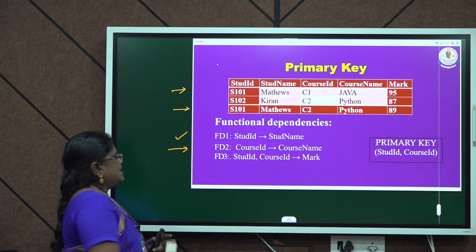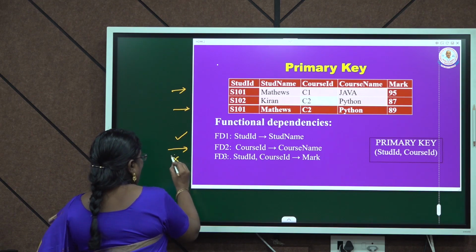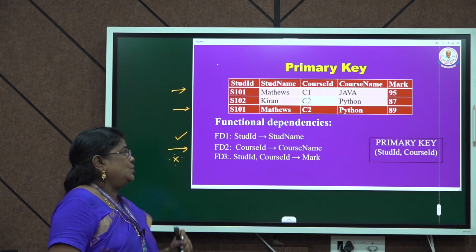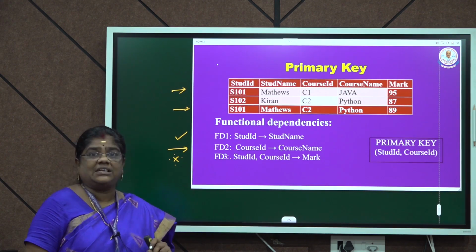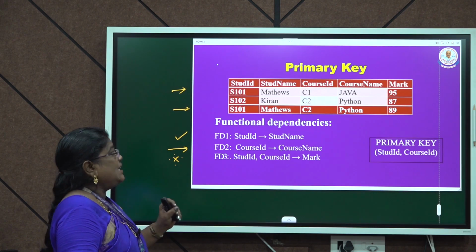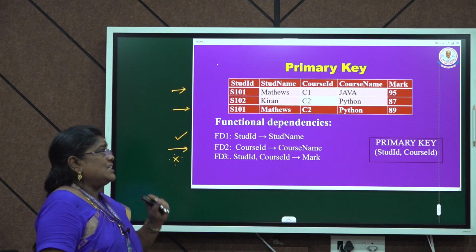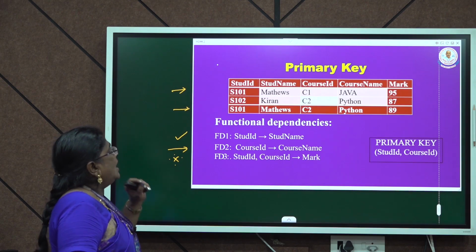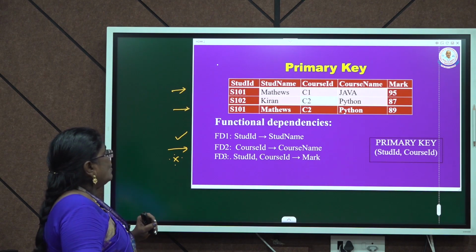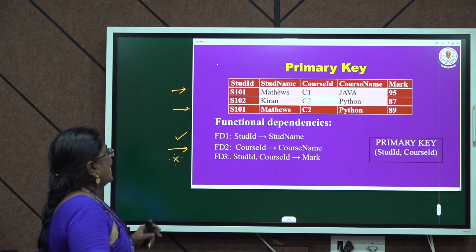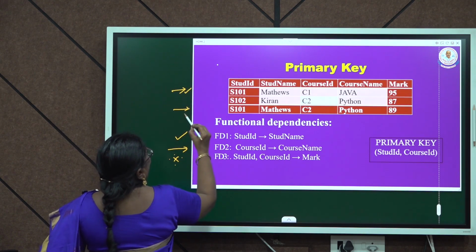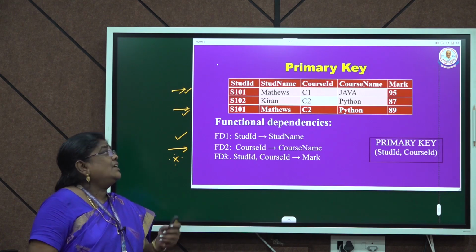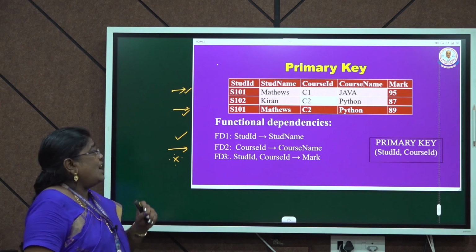And when we come to the third one, FD3, which is important, when we see the student ID S102, he has taken only 1 course, Python. And what is the mark scored by Kiran in Python? It is 87. His name appears only once. Now we can say when the student ID S102 is given, the mark is 87. But when we go for the student ID S101, it appears in 2 places, first row and third row. And what are the marks scored by S101? It is giving 2 answers, 95 and 89.